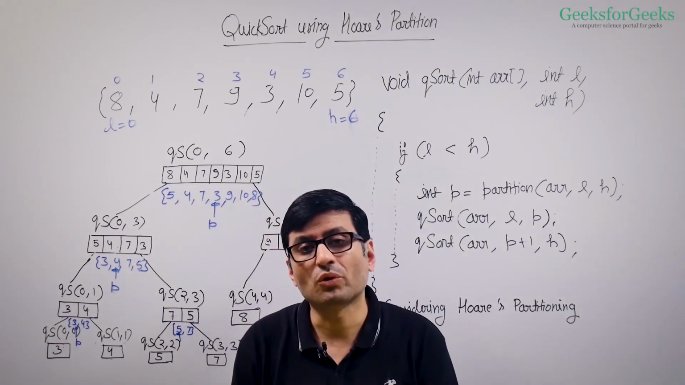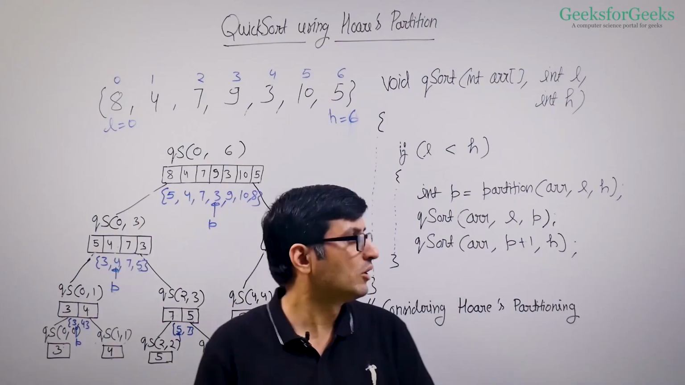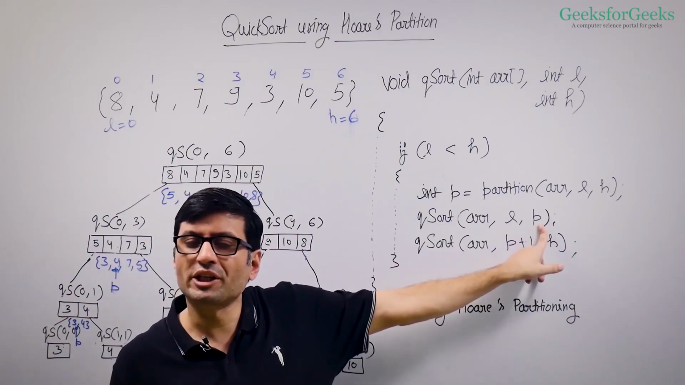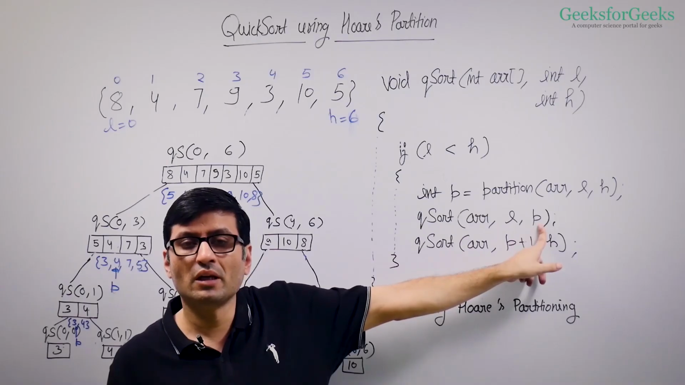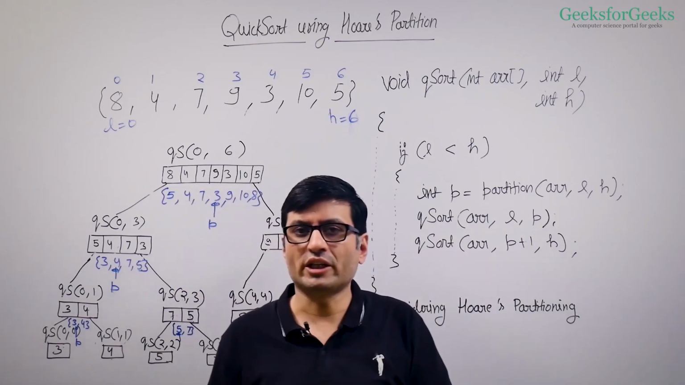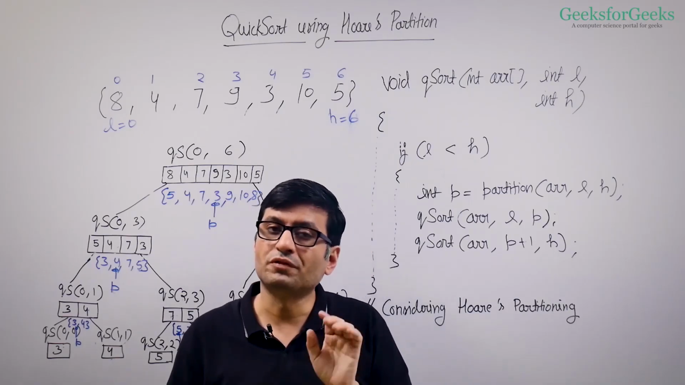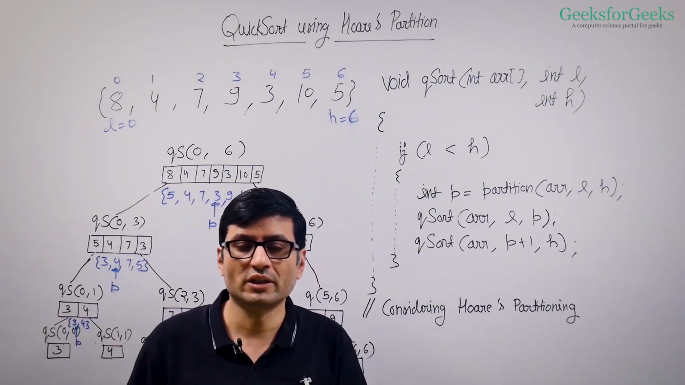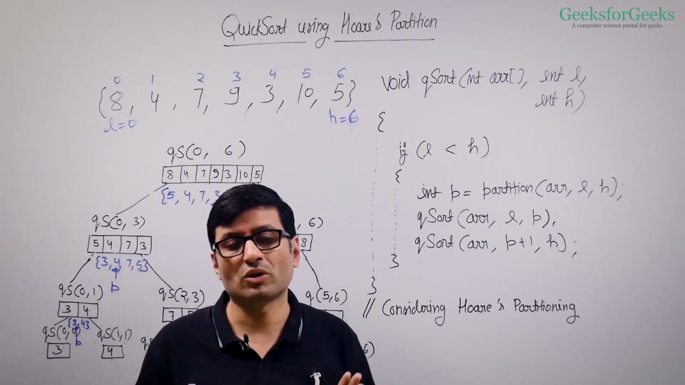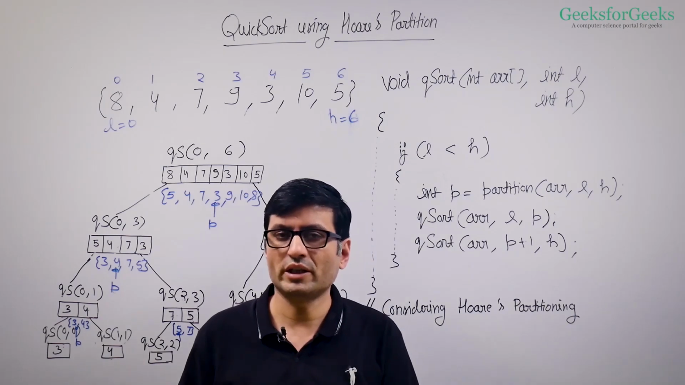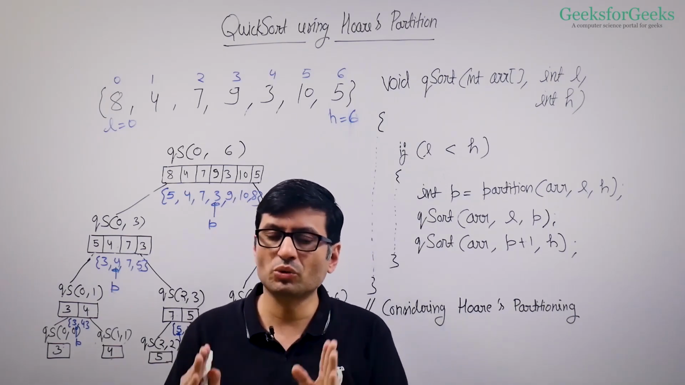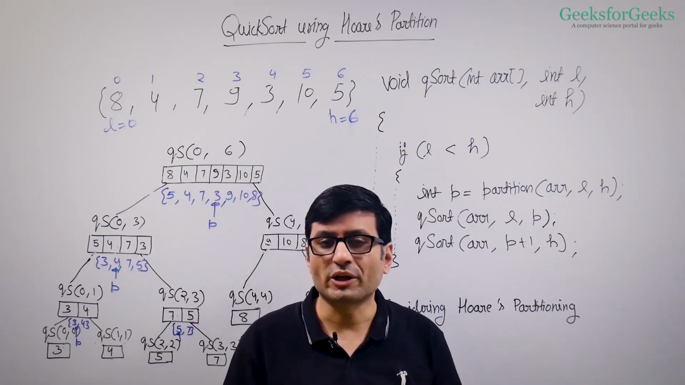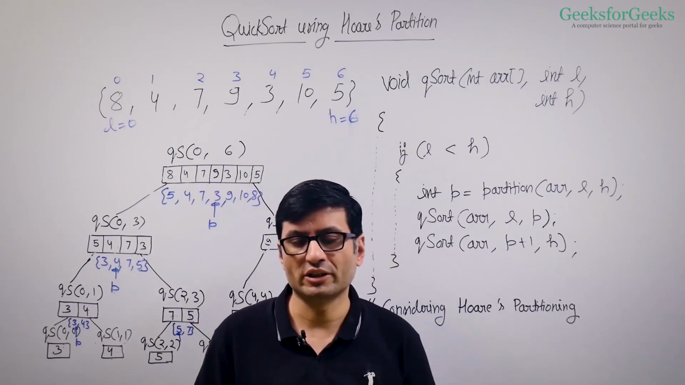When we implemented QuickSort using Lomuto partition, we called QuickSort from L to P minus 1. This is where Hoare's partition differs from Lomuto partition. Lomuto partition ensures that the pivot is fixed at its correct position. Then it calls for the left half and right half, and it calls for the left half from L to P minus 1, right? Because P is fixed, it goes to its sorted position where it should be in the sorted array. But Hoare's partition, on the other hand, does not guarantee that thing.